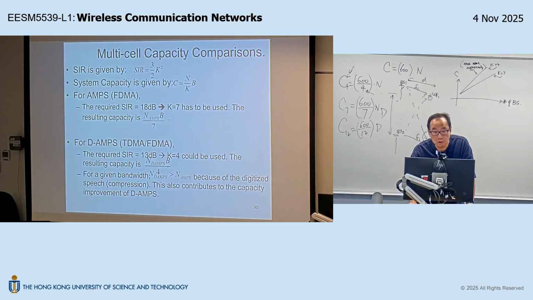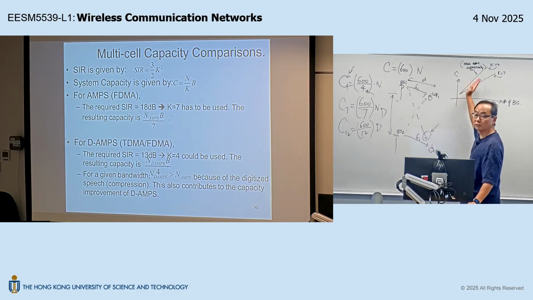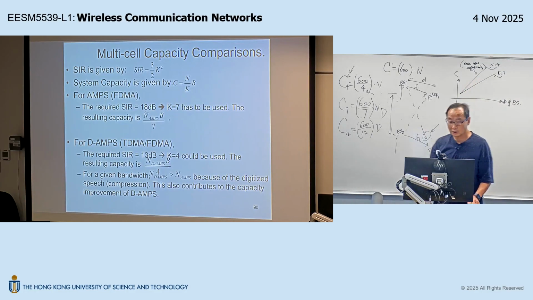Therefore, the capacity for the AMPS system is the number of channels per base station, that is the total number of channels you have, in my example 600, but it can be other numbers, divided by 7, times the number of base stations. That would be the capacity. And this number of channels divided by the reuse factor is the slope of this curve.